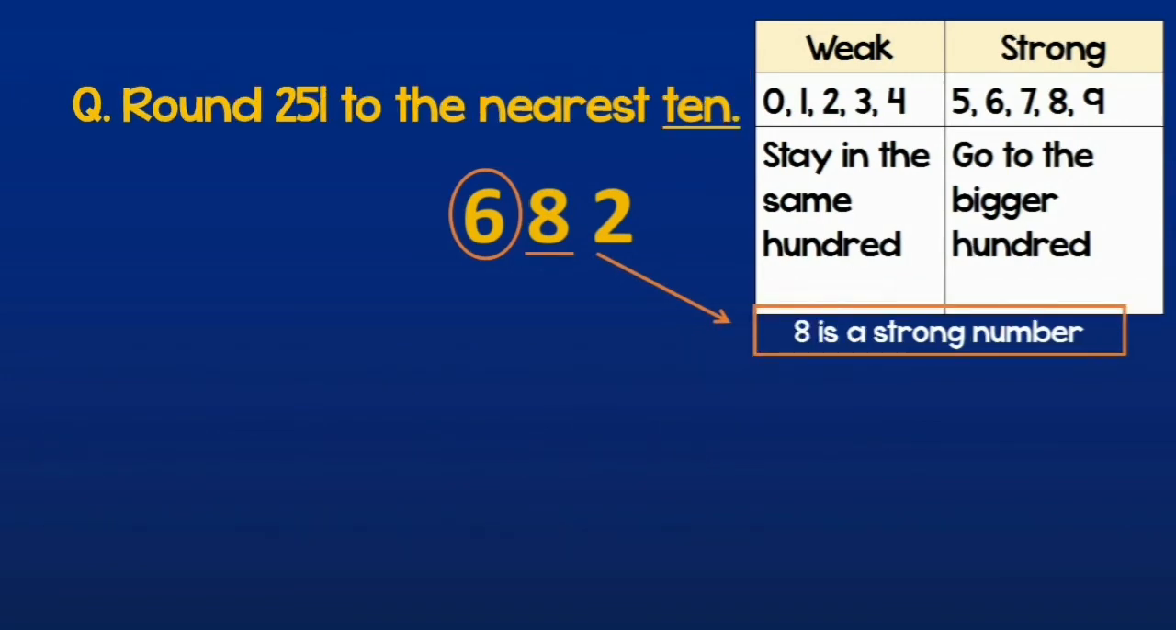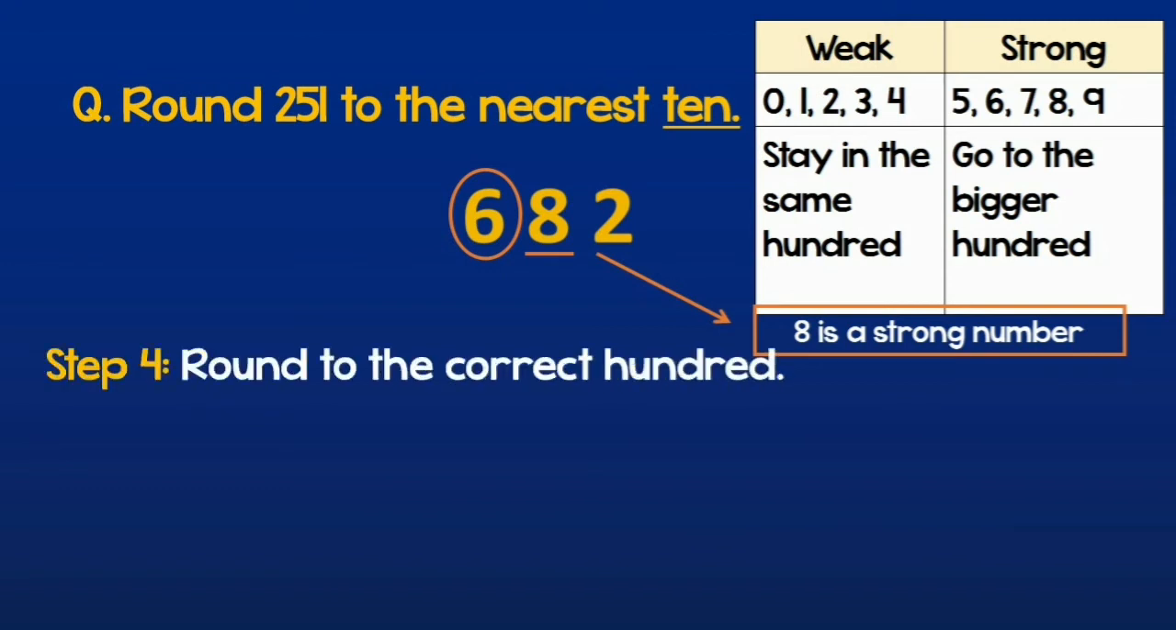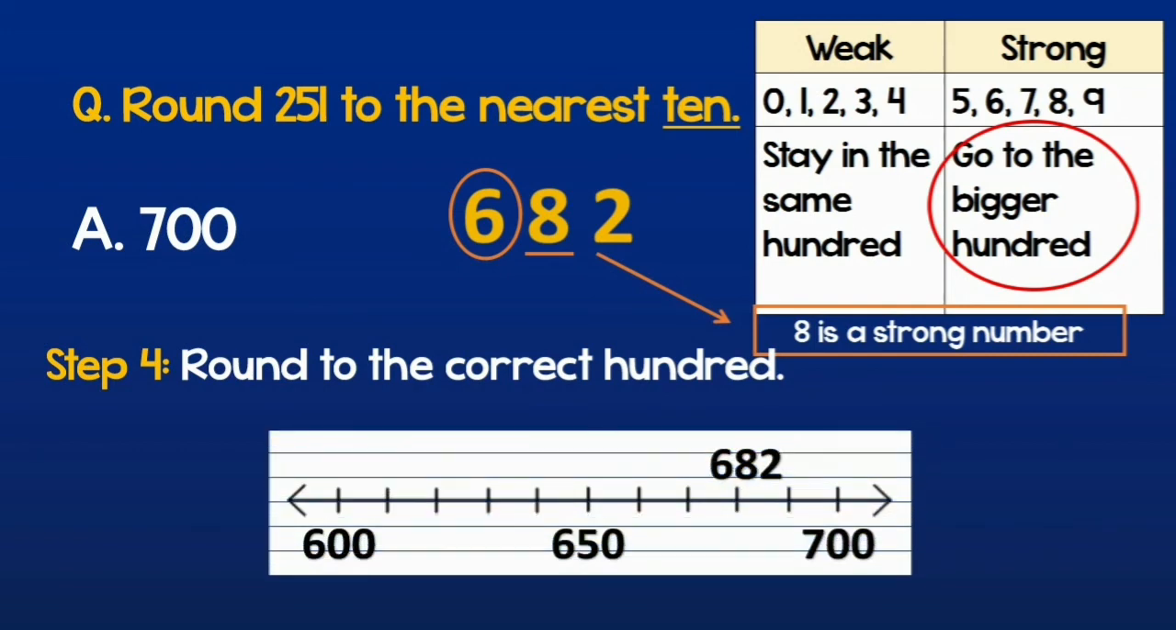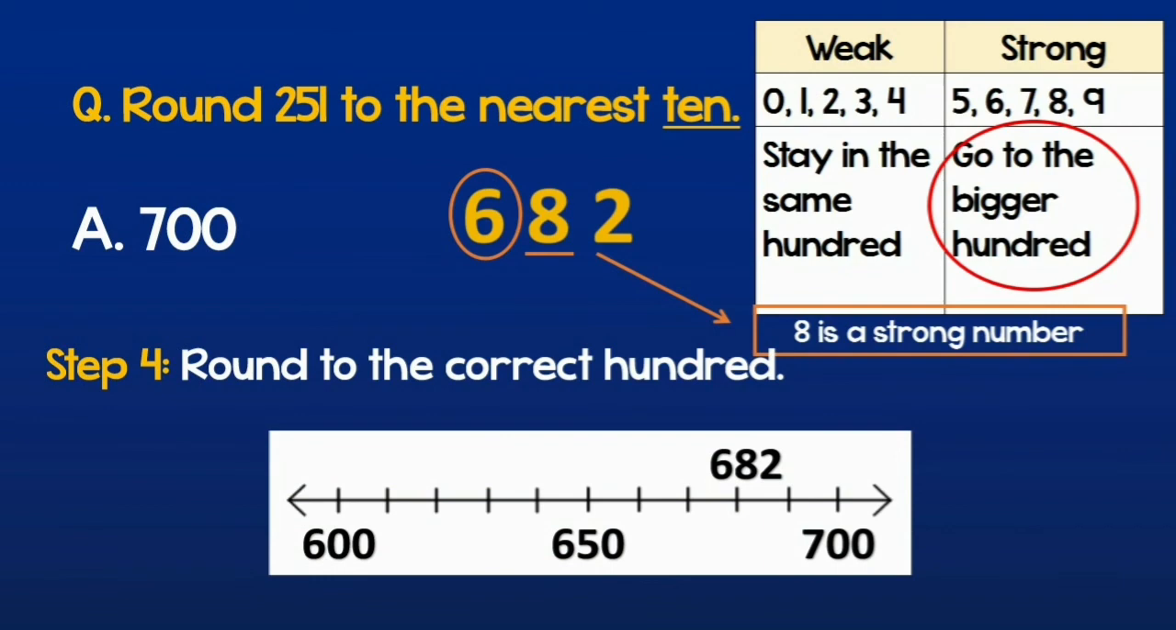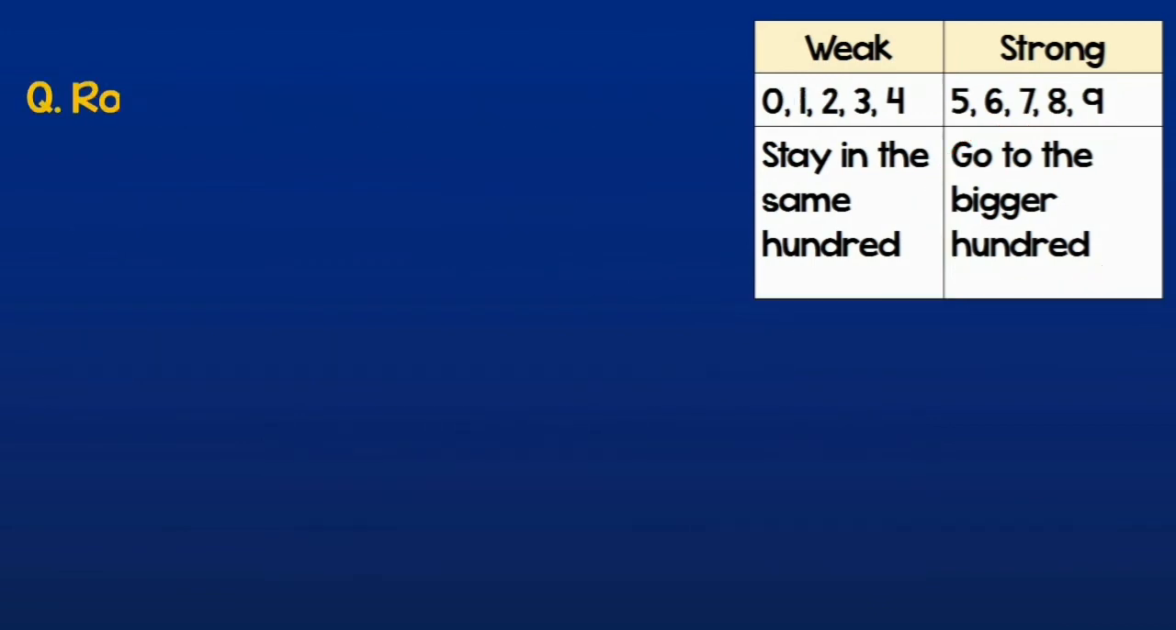Step number 4, round to the correct place. Okay, so a strong number requires me to go to the bigger 100. So my answer should be 700. Again, let's check on the number line. 682 falls between 600 and 700, but it is much closer to 700.